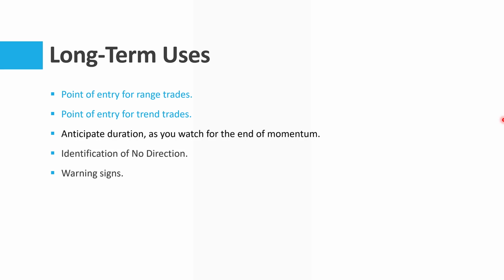Okay, so now we'll have a quick look at introducing some of the same ideas and what that would look like on the longer term charts, and how it can be useful to you on the longer term charts. Again, point of entry for not just trend trades, but trend and range trades. Anticipate duration as you watch for the end of momentum. I'll show you a little bit about that. Identification of no direction. So this is new, and it doesn't actually have a label yet.